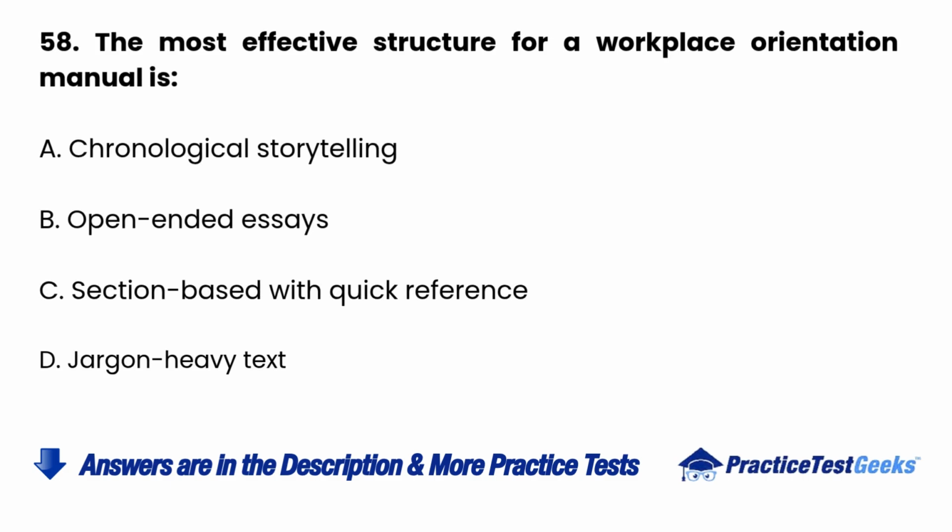58. The most effective structure for a workplace orientation manual is: A. Chronological storytelling. B. Open-ended essays. C. Section-based with quick reference. D. Jargon-heavy text.